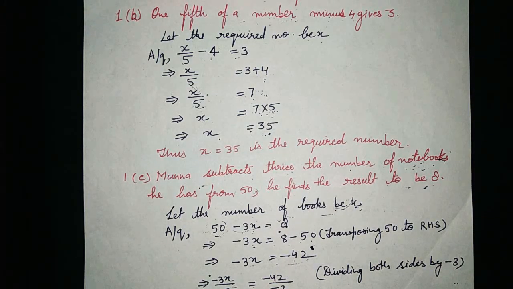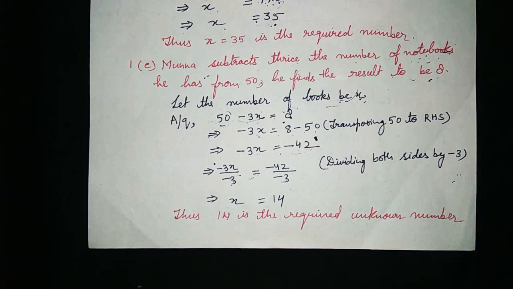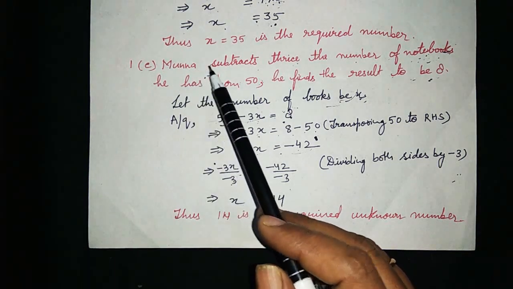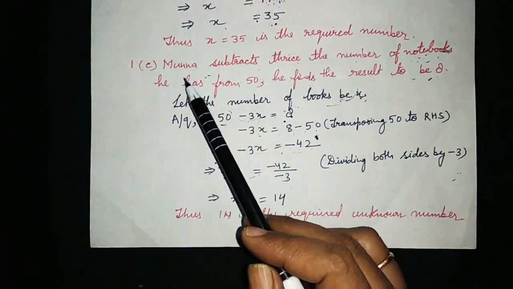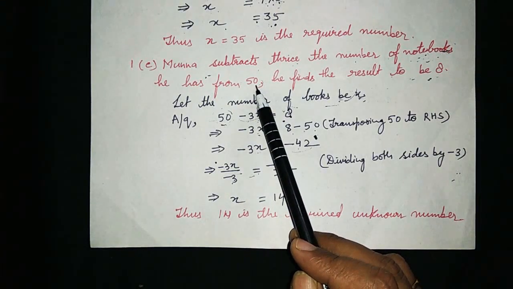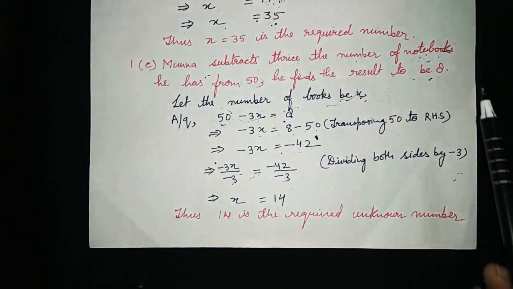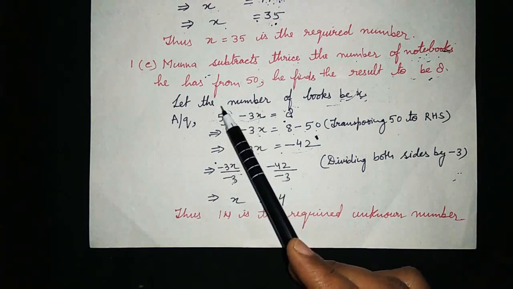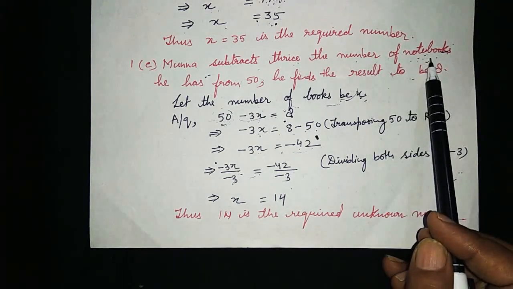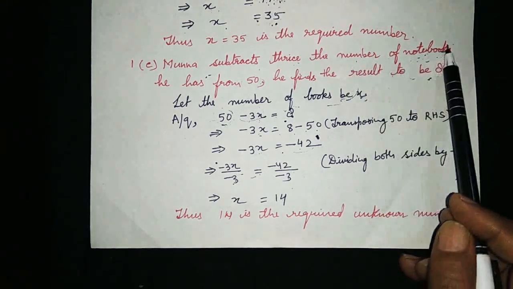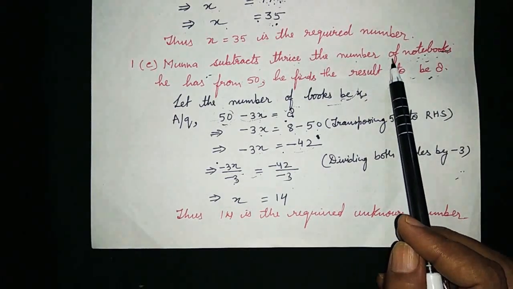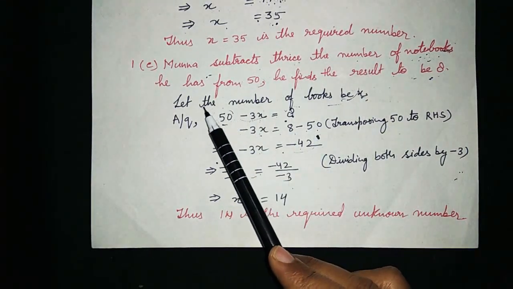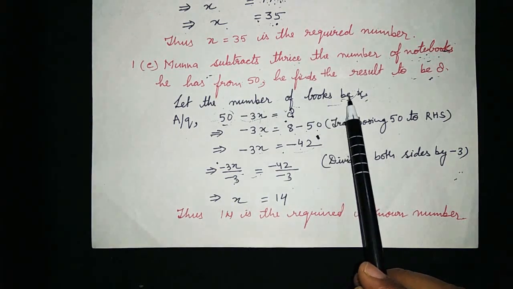Now see the E part of the question number 1. E part is Munna subtracts thrice the number of notebooks he has from 50. He finds the result to be 8. Here the number of books you don't know. So this is the unknown number which you will assume. Okay. So you will write, let the number of notebooks be X.